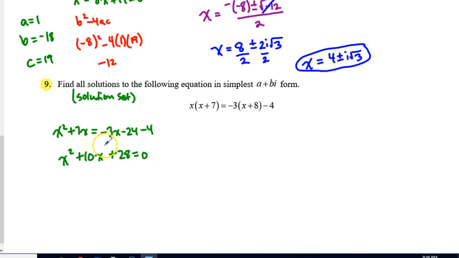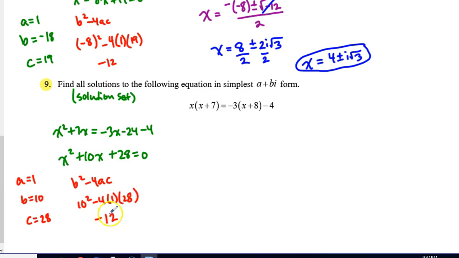Again, before we can identify A, B, and C, we need to be in what's called standard form, where all the terms are on the left side, any like terms are combined, equal to 0. You could get all the terms on the right side, that doesn't matter, but just get a 0 on one side. Again, it worked out to have a discriminant value of negative 12.